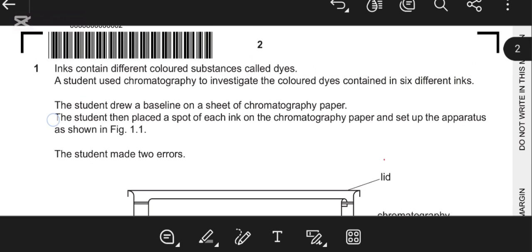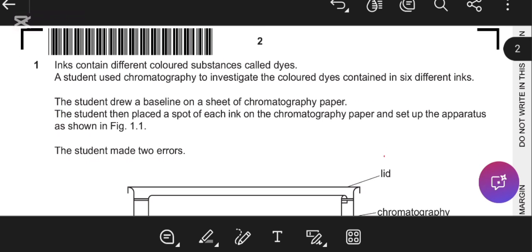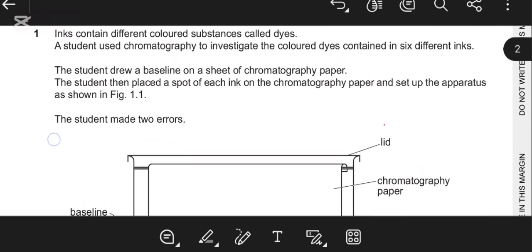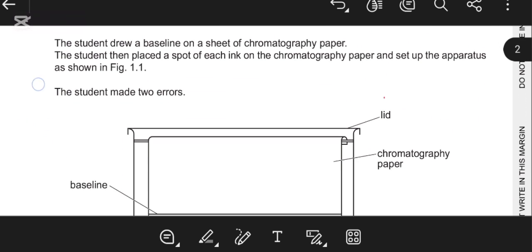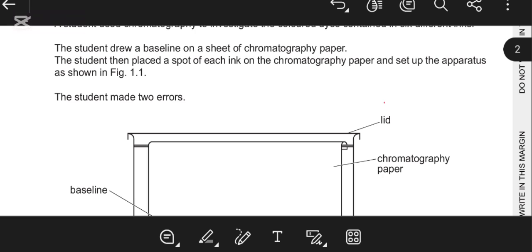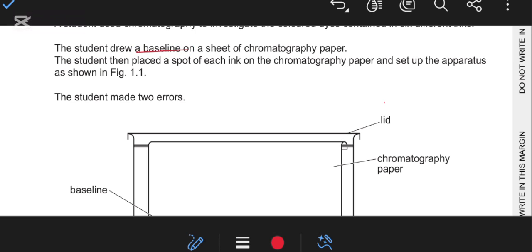Inks contain different colored substances called dyes. A student used chromatography to investigate the colored dyes contained in 6 different inks. The student drew a baseline on the sheet of paper. Always remember that this baseline must be drawn with a pencil. Sorry, you have to deal with my handwriting.